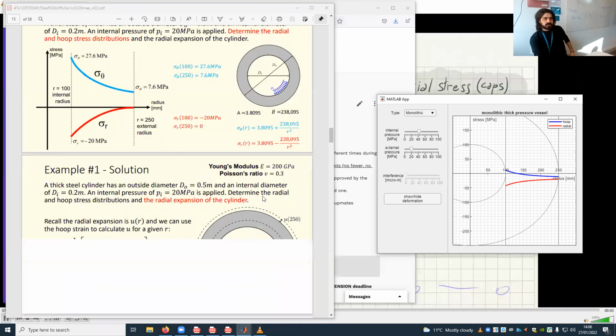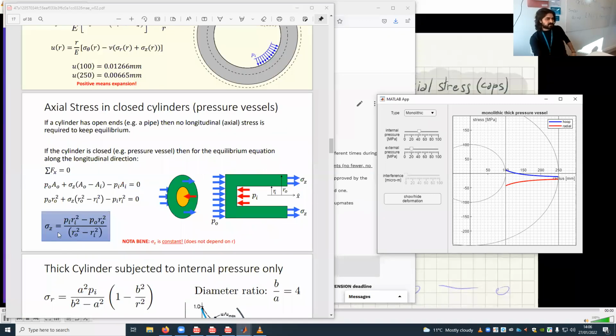All right, axial stress: sigma z depends on whether it is open ends or closed ends. If you have caps, the internal pressure will tend to elongate the container, and that means it will feel some stress. Axial stress is a tensile stress. You can find it very easily by summing the forces to equal 0. Remember, forces are pressure times area, and this stress is also a pressure.